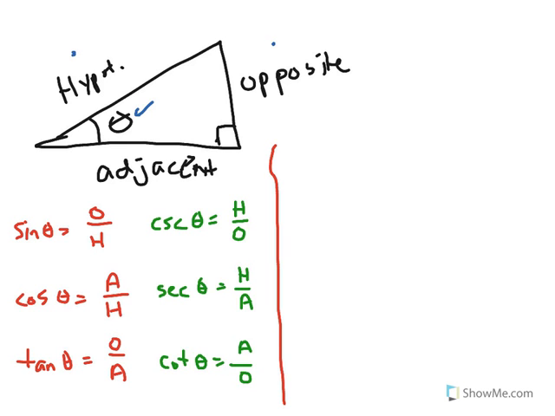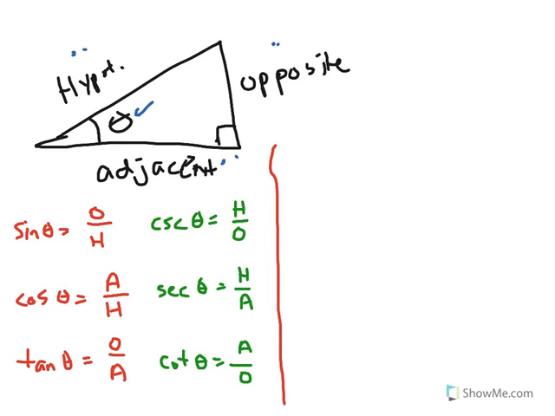For cosine, you have adjacent over hypotenuse. And for tangent, you have opposite over adjacent. Now, you have the reciprocals, which basically, remember, all the reciprocal does is just flip the fraction.